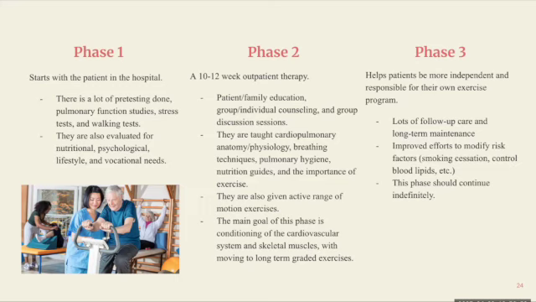And then moving into phase 3, this is where it's going to help patients be more independent and responsible for their own exercise program. They're going to have lots of follow-up care and long-term maintenance goals being examined at this stage. They're going to have improved efforts to modify risk factors. So these are going to be things such as smoking cessation if they're smokers, controlling blood lipids, especially if they're diabetic, and things like that. And then this phase should continue indefinitely. That's where they're going to learn more things such as making sure they're stretching, doing specific movements, and just making sure they're keeping up with the strengthening of their muscles and things like that.